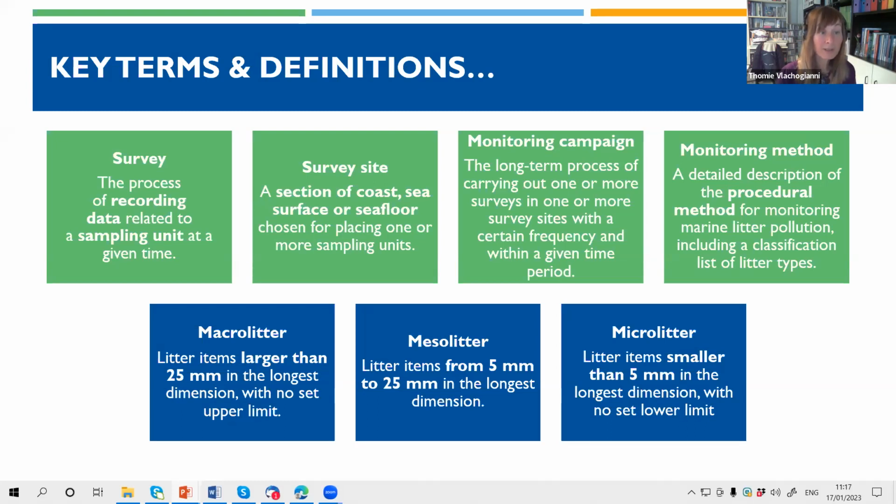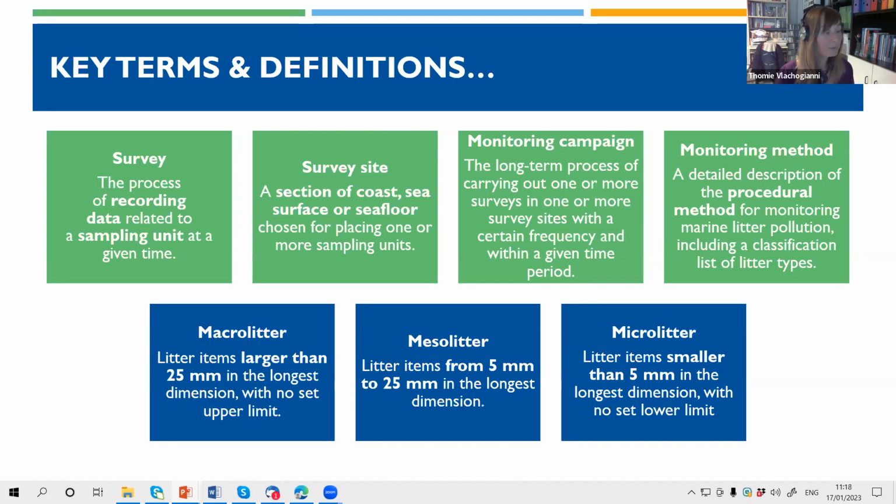A monitoring campaign is a long-term process of carrying out one or more surveys in one or more survey sites with a certain frequency and within a given time period. And a monitoring method is the detailed description of the procedural method, the actual protocol for monitoring marine litter pollution, including a classification list of litter types.